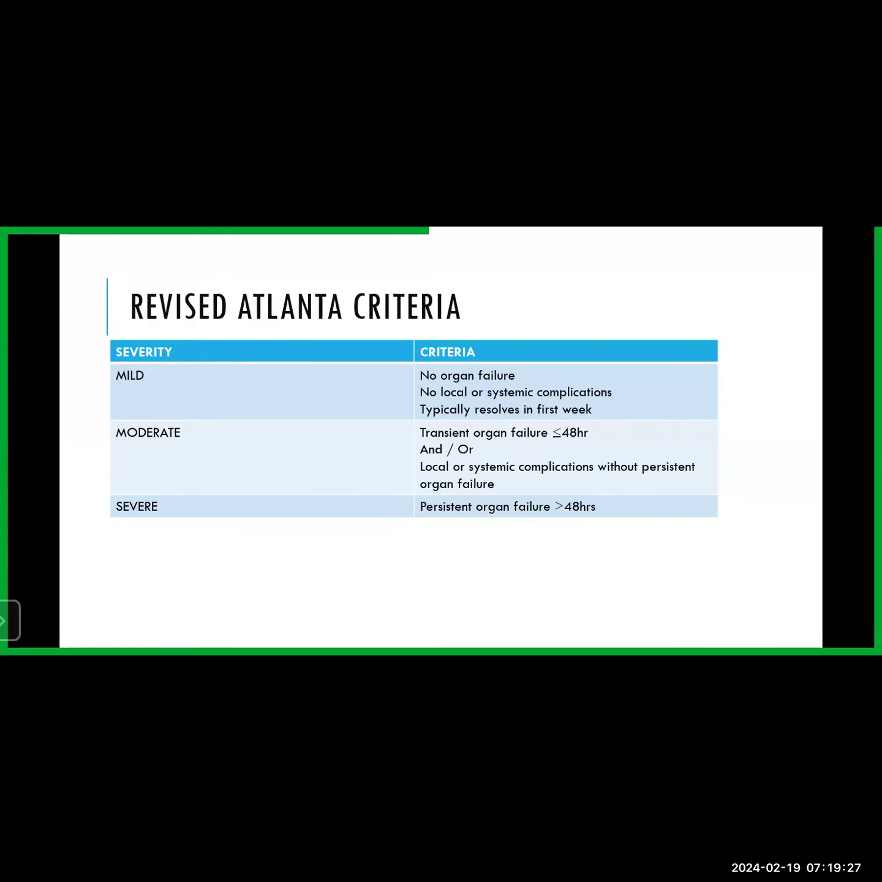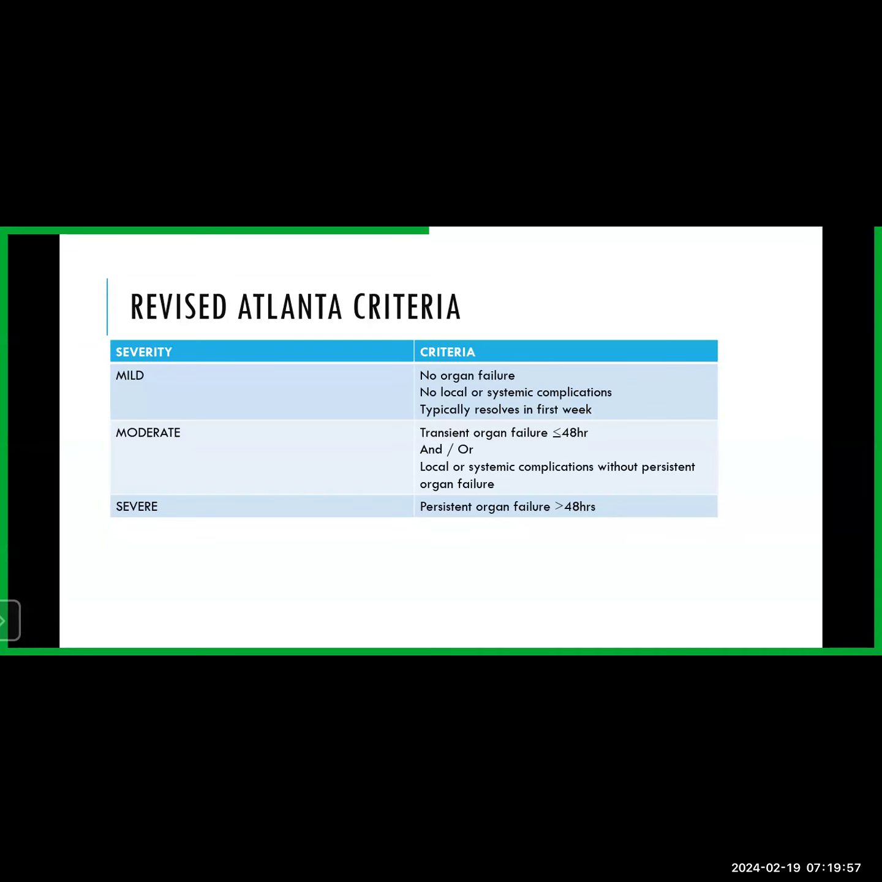So I said the pancreatitis was mild if there was no organ failure or no local or systemic complications, and typically resolves in the first week. Moderate if there's transient organ failure less than or equal to 48 hours and/or local or systemic complications without persistent organ failure, and it's severe if there's persistent organ failure lasting greater than 48 hours.